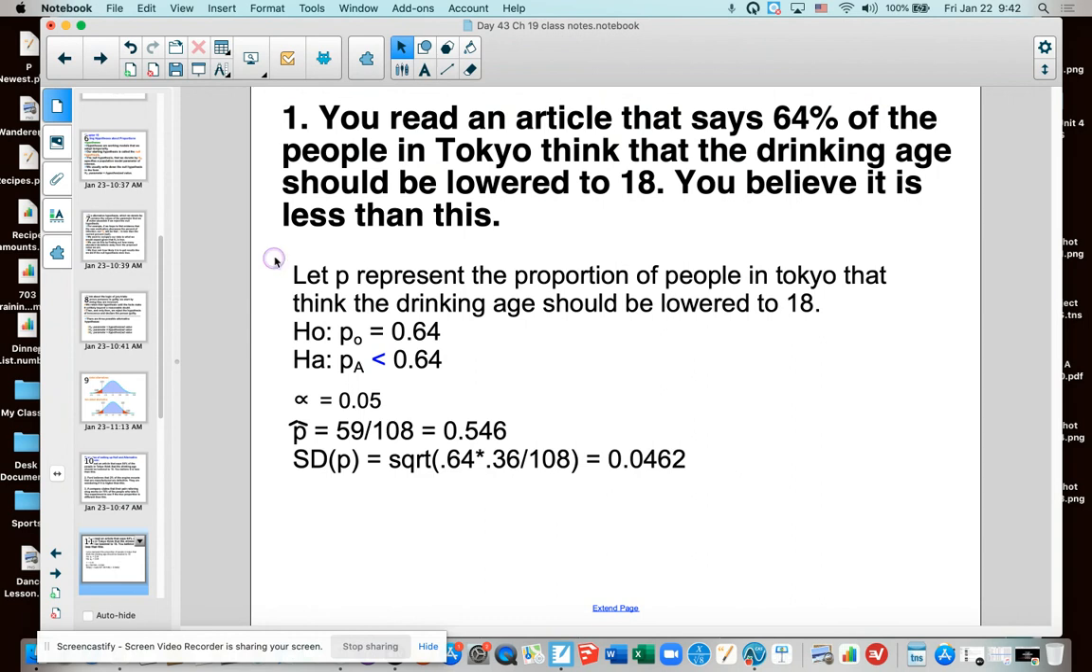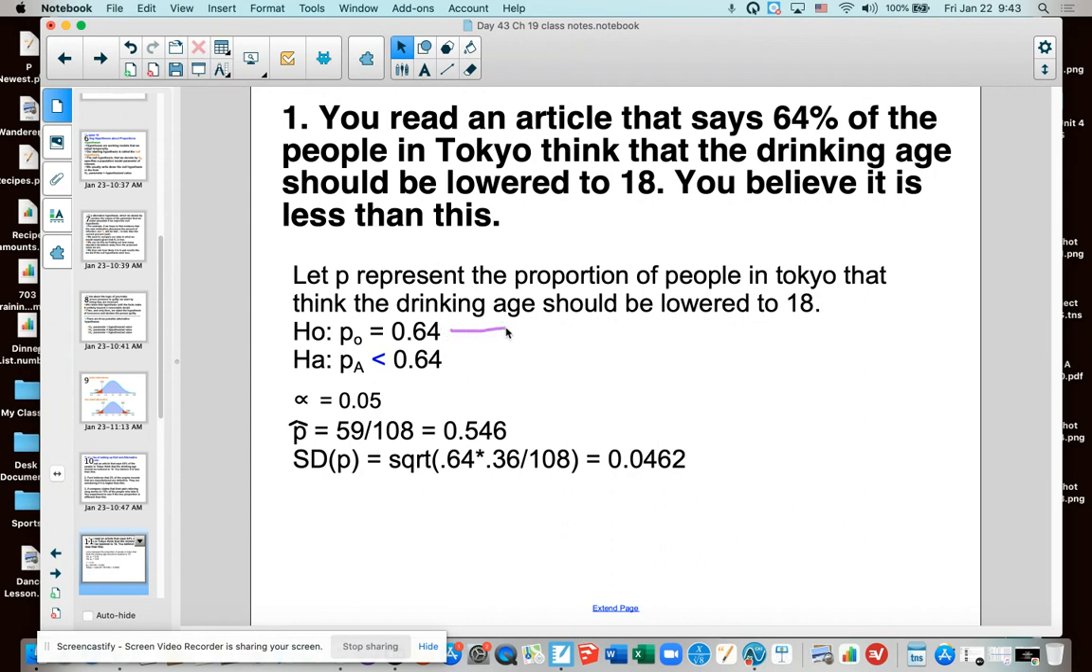Okay, so as a basic setup, usually you're going to follow the same pattern. You're going to tell us what you're doing, maybe define a variable. It doesn't have to be P, but a lot of times we use P for proportion. So let P represent the proportion of people in Tokyo that think the drinking age should be lowered to 18. I'm kind of just restating it, but really what I'm doing is defining a variable. Okay, we have H sub 0, which is H naught, our null hypothesis. Notice I'm using P naught as well to represent what the claim was, right? So the null proportion is 0.64.